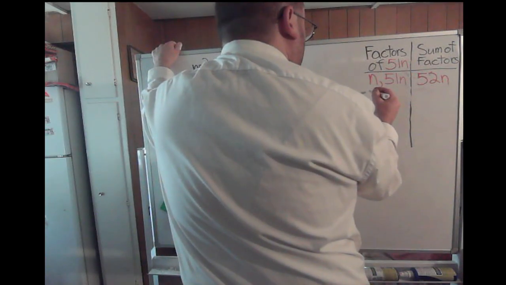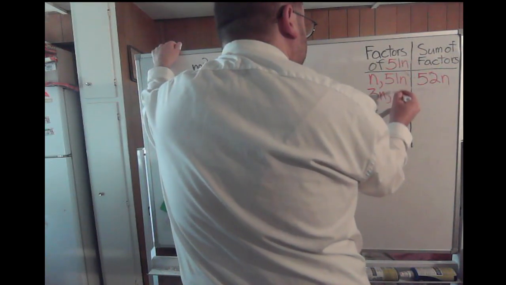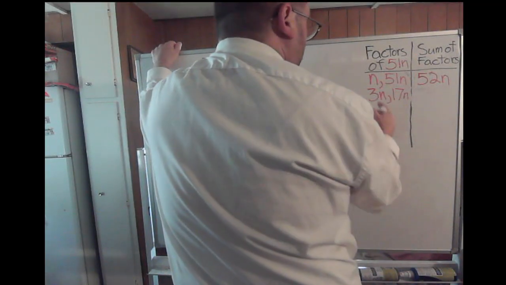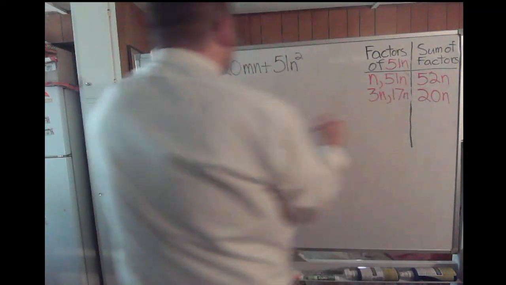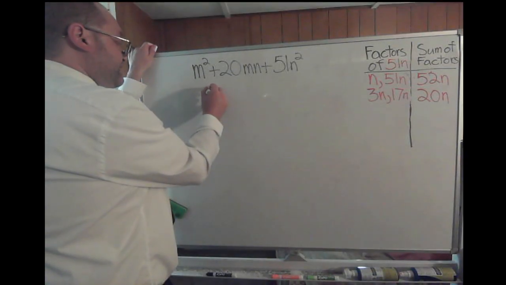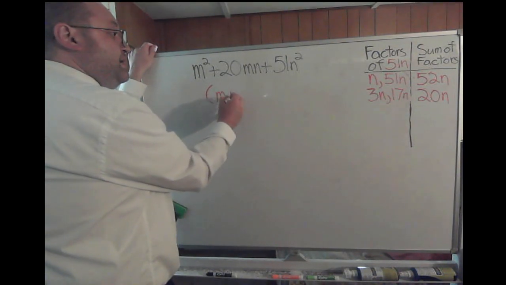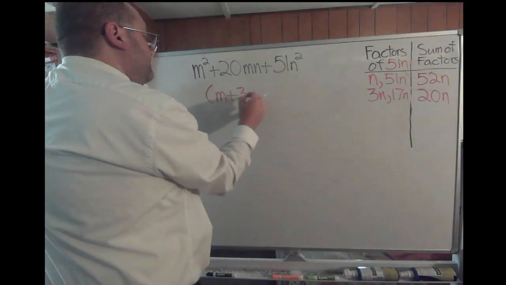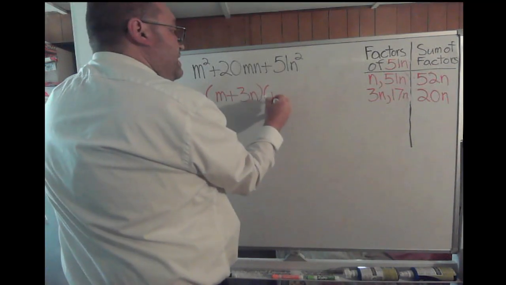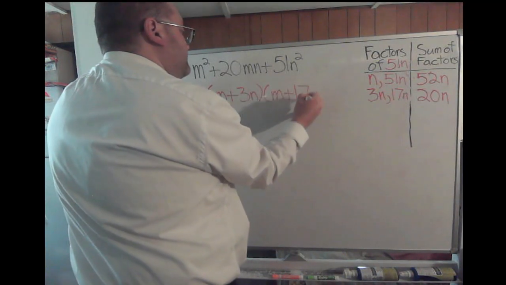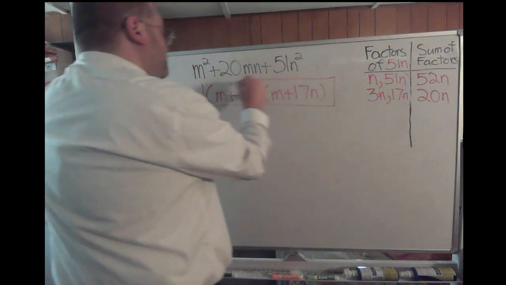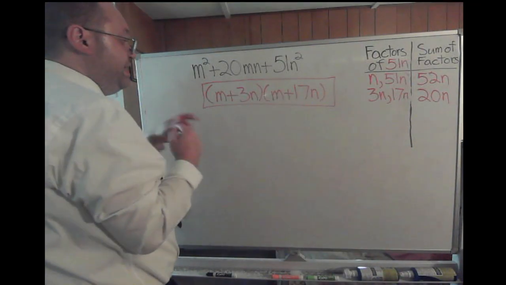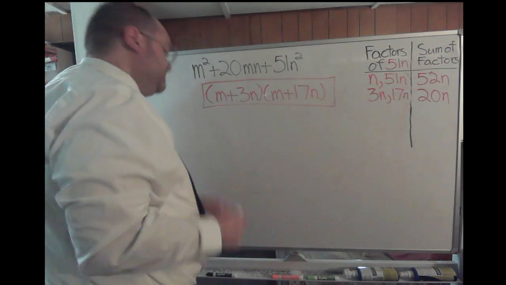The only other ones I know of are going to be 3n and 17n. When added together, 3n and 17n give you 20n. Well, 20 is what we need. We need that coefficient of 20, and the factors of 3n and 17n have given that to us. So you'll take m plus your 3n times your quantity of m plus your 17n. And if you FOILed this out, you would get the original polynomial back. You'll end up getting the quantity of m plus 3n times the quantity of m plus 17n.